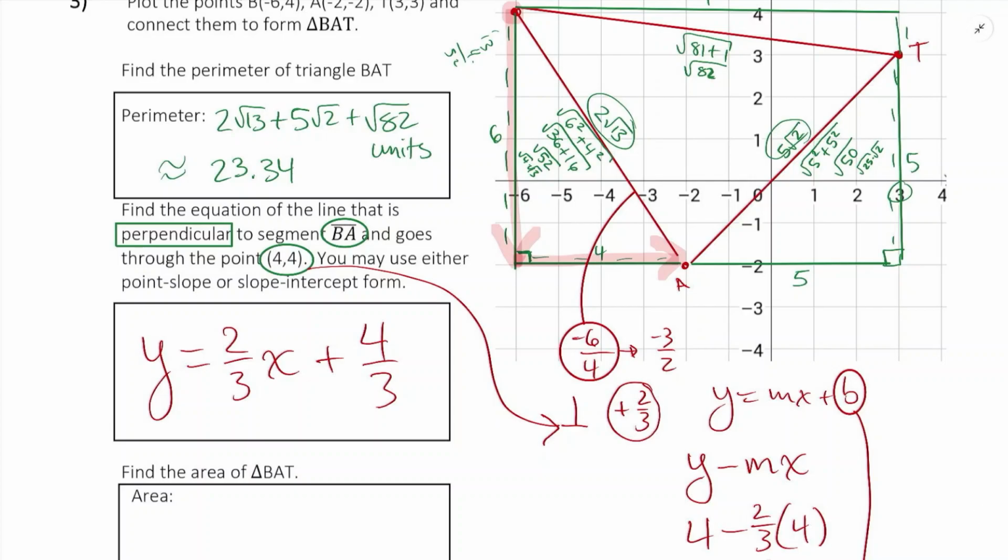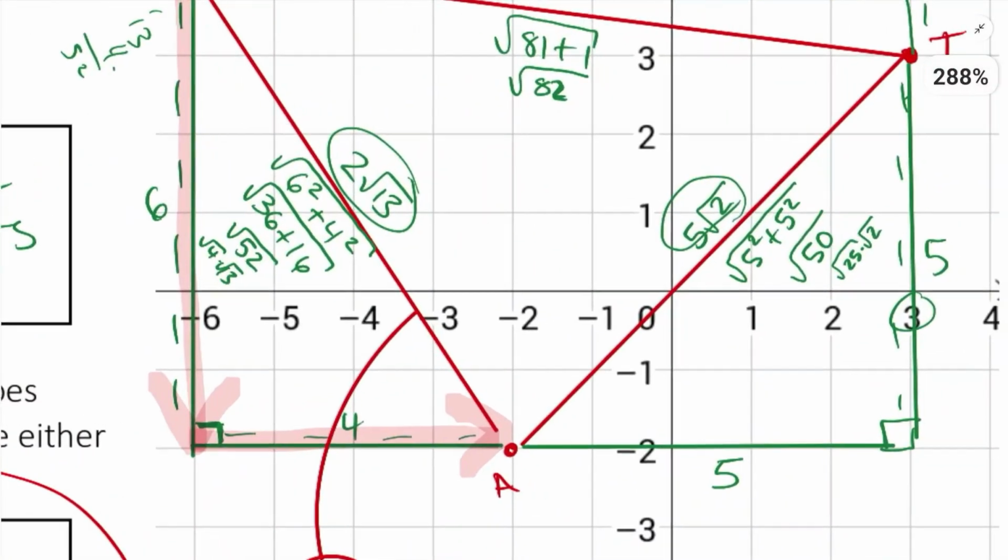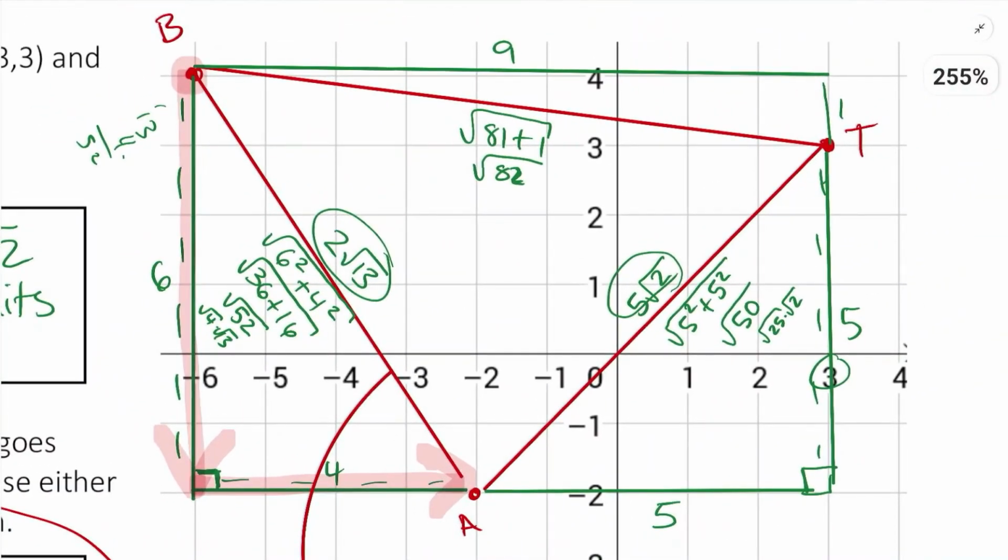All right, then the final question here is that we're asked to find the area of triangle BAT. And I think I saw this not often, but some people thought that this looked like a right angle, and they just decided to multiply the 2 root 13 times the 5 root 2 and then take half of it. The problem is that's not a right angle. BA and TA don't have opposite reciprocal slopes, so that's not something I can use.